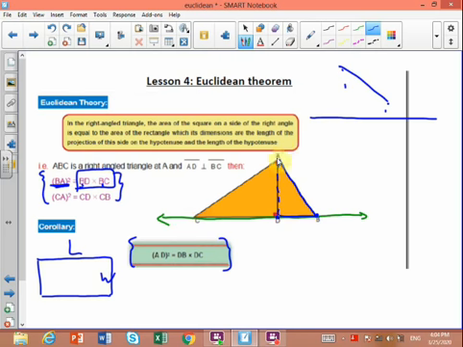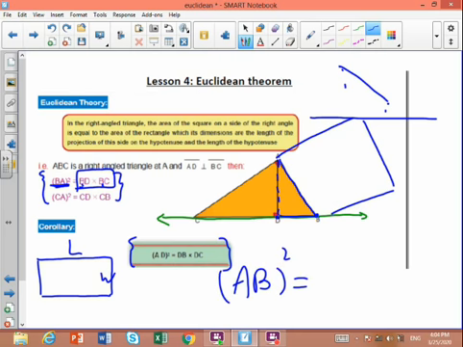So the area of the square drawn on one of the sides equal the area of the rectangle, whose dimensions are the length of the projection, AB square. This is the area of the square. The length of the rectangle is BD. He said it is equal to the length of the projection of this side on the hypotenuse. And what is the width of the rectangle?